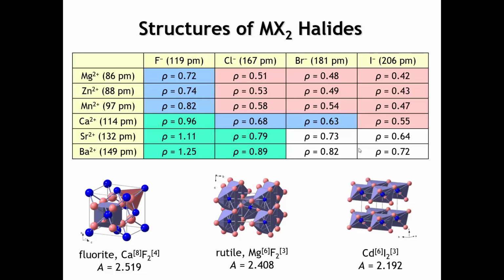Now, this still does not tell us anything about why these entries over here in red, zinc chloride, zinc bromide, manganese iodide, why don't those take the rutile structure? I mean, it's 6-coordinate in both. We have a considerably larger Madelung constant for rutile than we do for cadmium iodide.